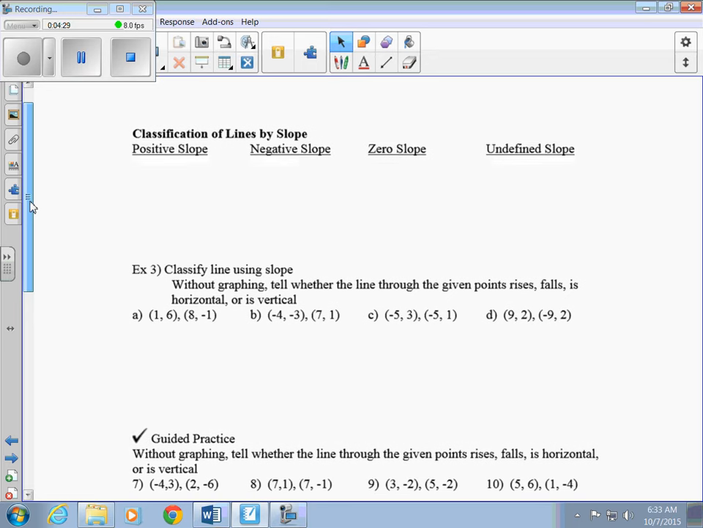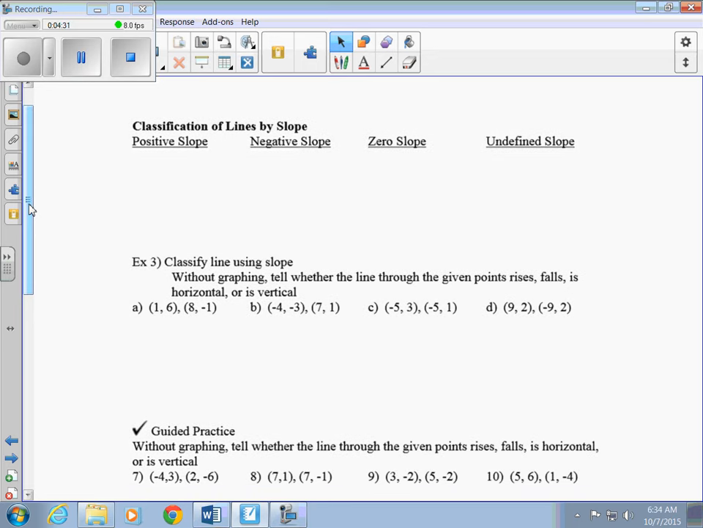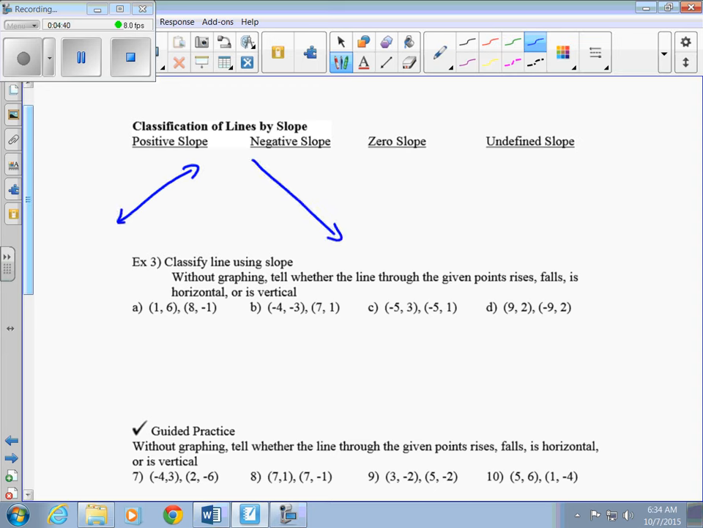So next, we're going to talk about classifying lines by their slope. Now, if we have a positive slope, that just means the graph, if you graph it, it's going to go up to the right. Negative slope goes down to the right. Zero slope means it is a horizontal line, and an undefined slope means it is a vertical line.